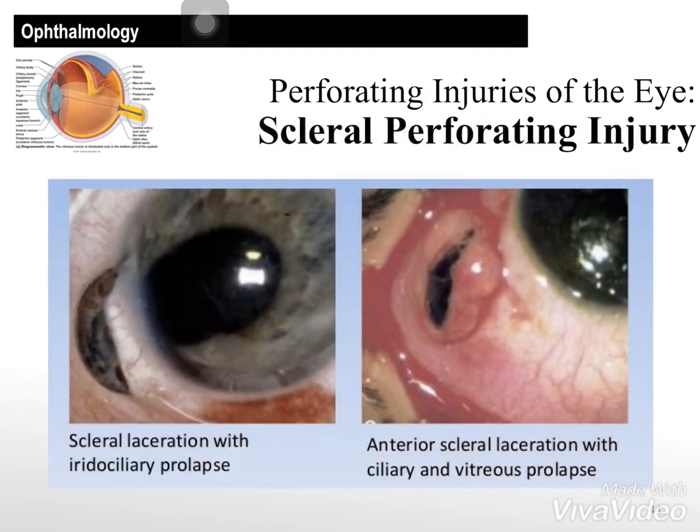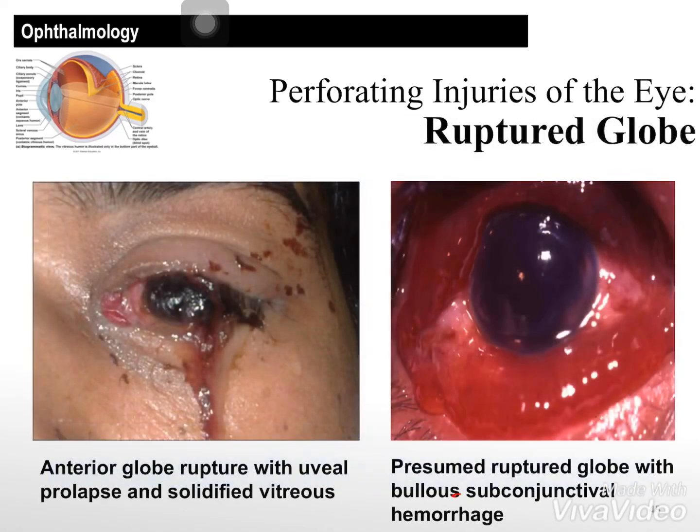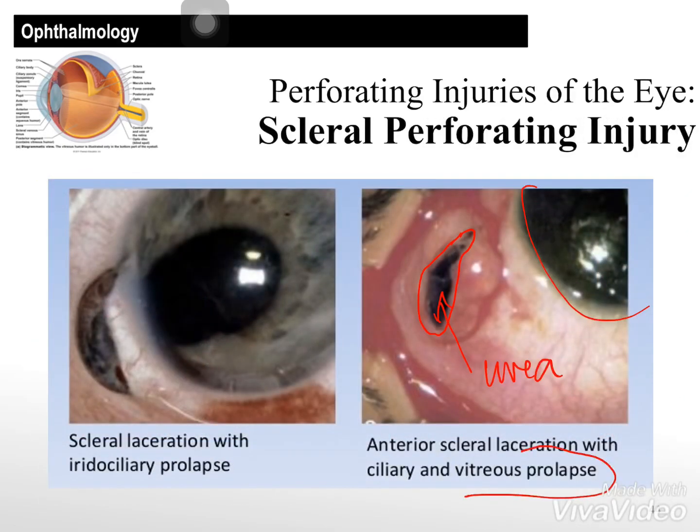How do you further detect scleral perforating injuries? These are examples. Sometimes the patient comes to you complaining of a foreign body hitting the eye, but you don't see anything in the cornea. The cornea looks okay. And then you see at the side of the white sclera a black material, no? That's already your uvea. Okay? That's a uvea protruding, and maybe you will be able to see some vitreous prolapsing.